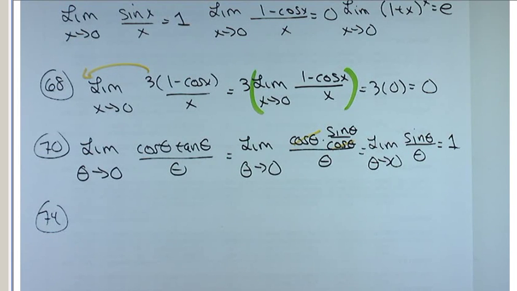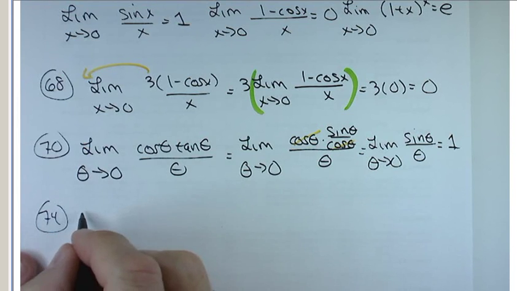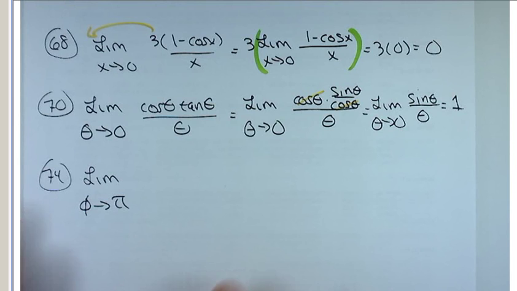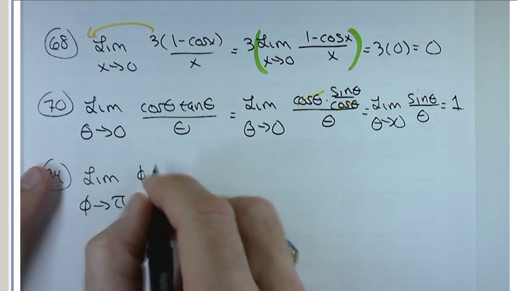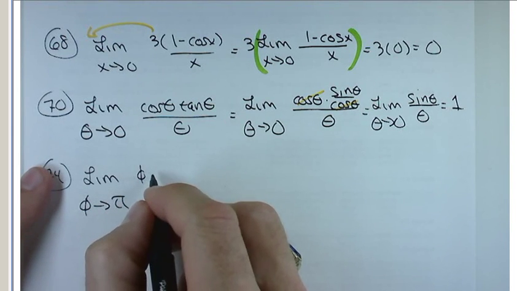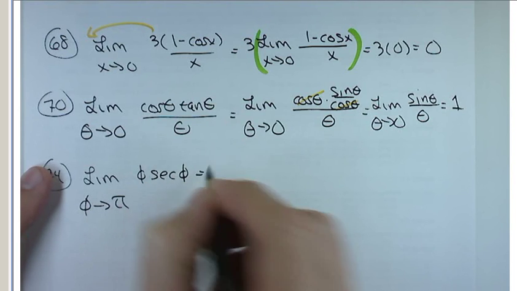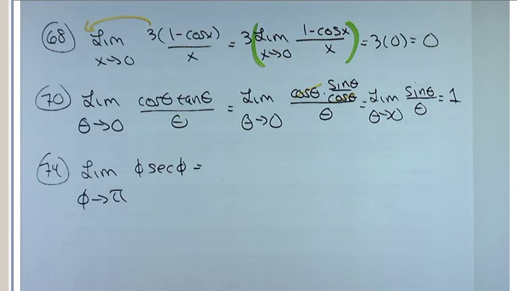So in problem 74, you're going to learn yet another Greek letter. This is the limit as phi approaches pi. So after you finish this course successfully, you can apply to the registrar for 1 credit worth of a foreign language. That would be Greek. So certainly you pick up a lot of Greek letters in math. Limit of phi times the secant of phi. Wow. What are we going to do with that one?